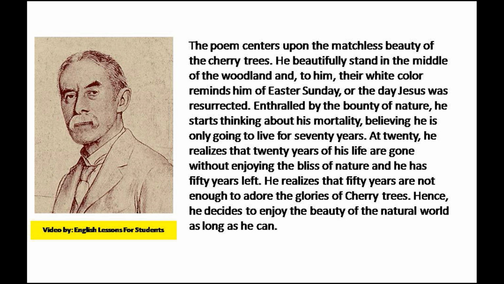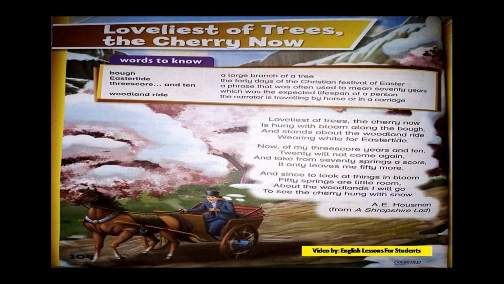Enthralled by the bounty of nature, he starts thinking about his mortality, believing he is only going to live for 70 years. At 20, he realizes that 20 years of his life are gone without enjoying the bliss of nature, and he has 50 years left. He realizes that 50 years are not enough to adore the glories of cherry trees. Hence, he decides to enjoy the beauty of the natural world as long as he can. Now, read the poem together.